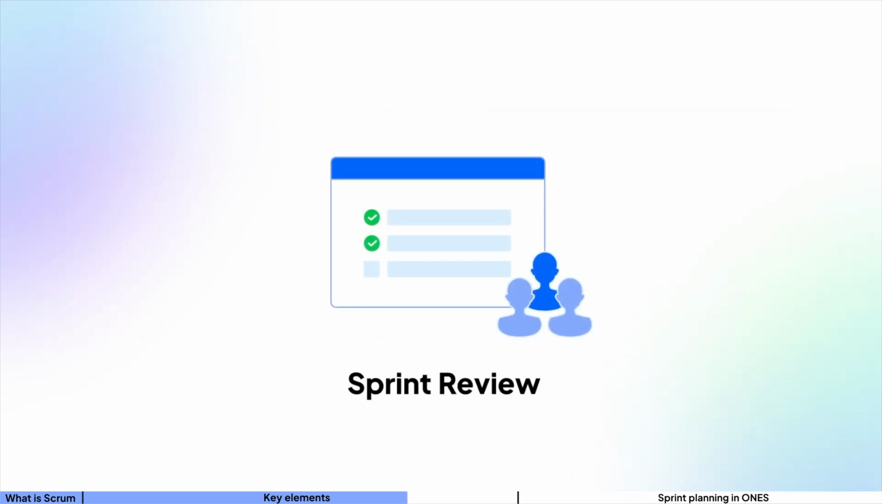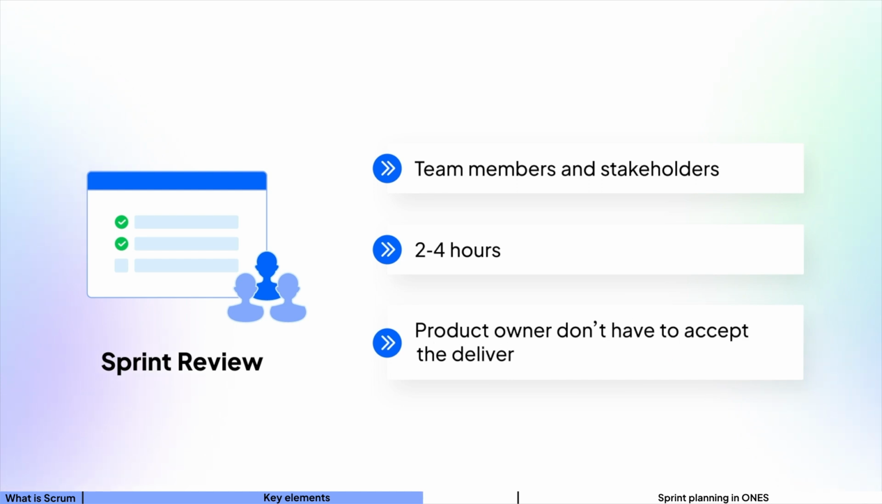Fourth, sprint review. An event held at the end of the sprint to review what was accomplished. All team members and stakeholders will attend this event. It'll be kept at 2 to 4 hours. Product owner don't have to accept the delivery.